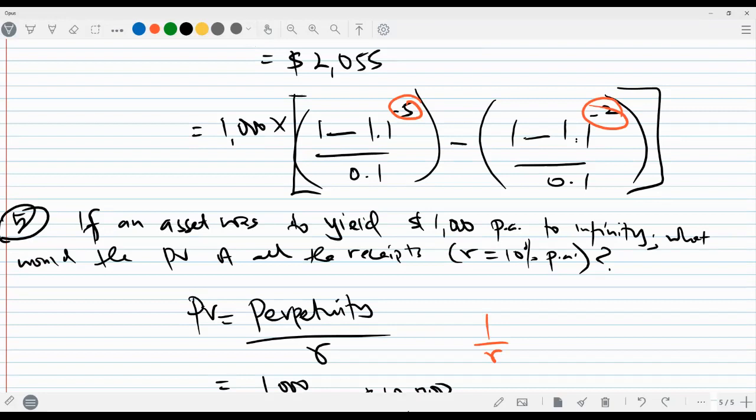And therefore we say that the present value of the return received is simply 1 over R. So it's simply a formula that we're going to pick up.